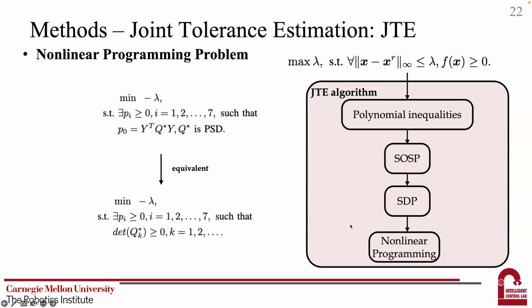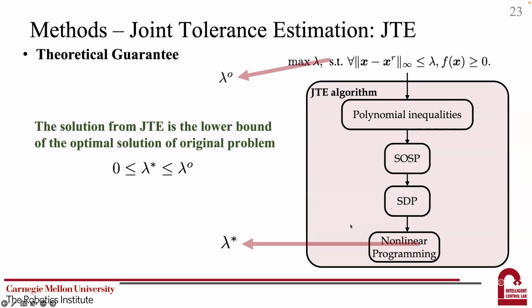Now we have introduced the GTE algorithm procedure, and we come to the most interesting part. We can provably prove that the solution from GTE is a lower bound of the optimal solution of the original problem. So mathematically, if we denote the optimal solution of the original problem as lambda naught, and the solution from GTE is lambda star, then lambda star is non-negative and it is smaller than or equal to lambda naught.